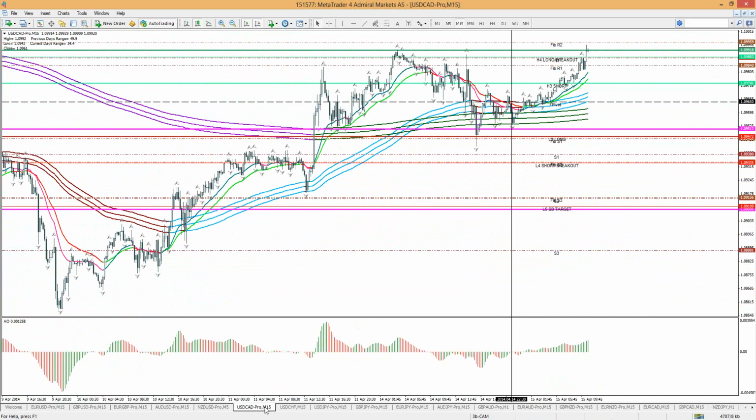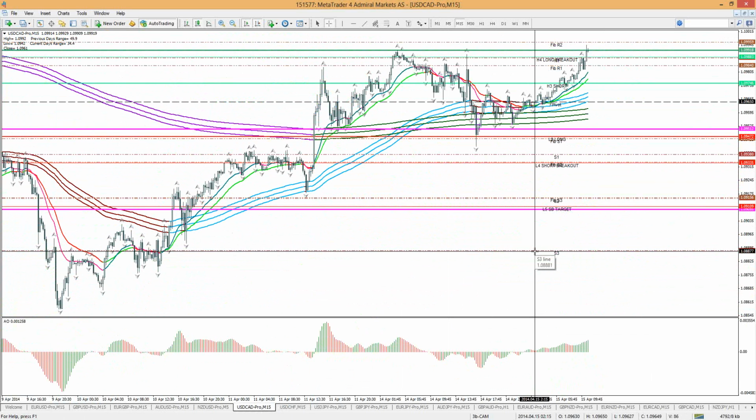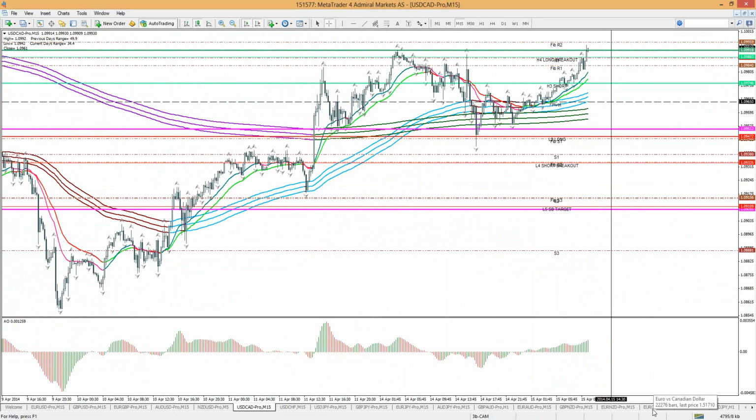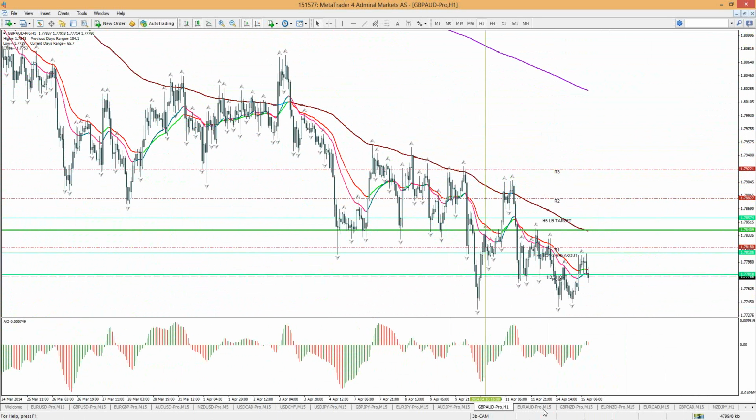Let's see if the dollar CAD can break that daily high with a bit more power. At least a close above it would be nice. Alrighty, let's see. Anything else to discuss?